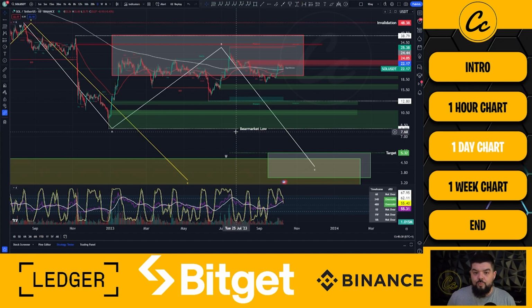Let a few more weeks play out and we can have some more candles printed. If we see the market be as volatile as it can be, the likes of Bitcoin, if Bitcoin's looking to drop down, I fully expect the price of Solana to come down with that. So it is a bit of an undecided market just now.